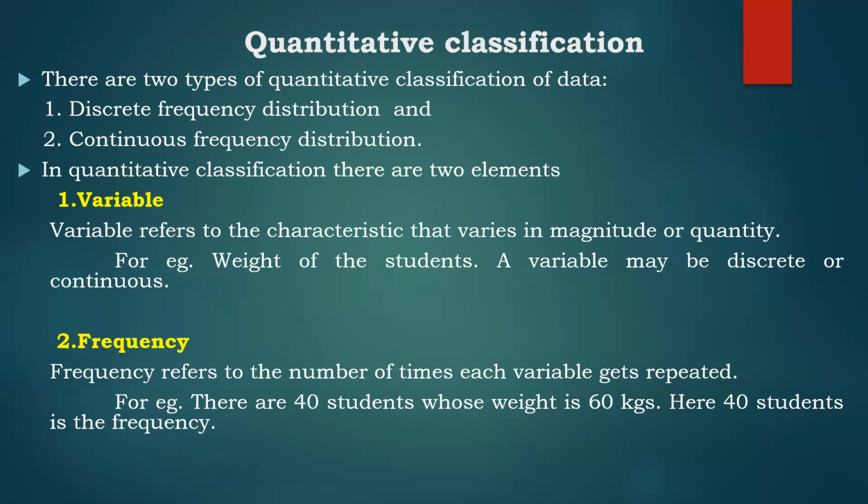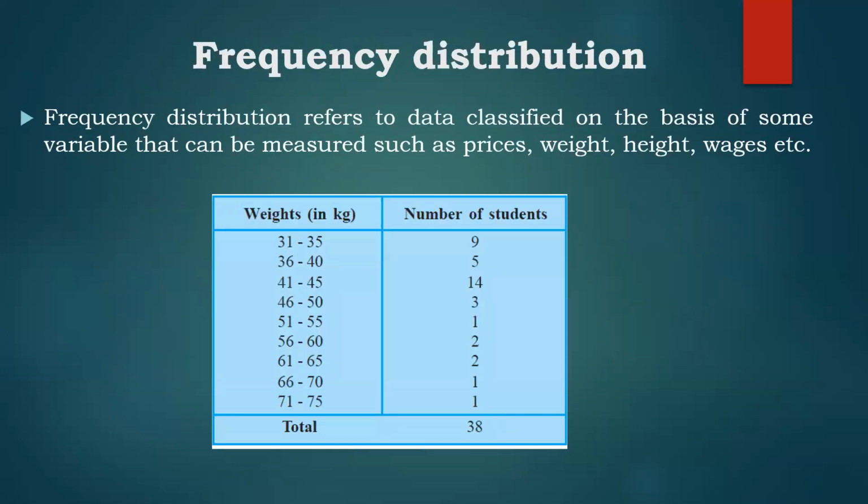Next, we'll see what is frequency. Frequency refers to the number of times each variable gets repeated. For example, there are 40 students whose weight is 60 kilograms. Here 40 students is the frequency. Next we'll see what is frequency distribution. Frequency distribution refers to data classified on the basis of some variables that can be measured, such as prices, weight, height, wages. Here I have given you the example for weight in kilograms and the number of students.